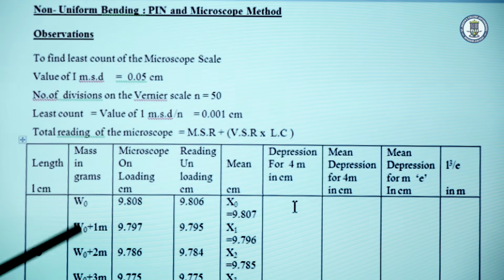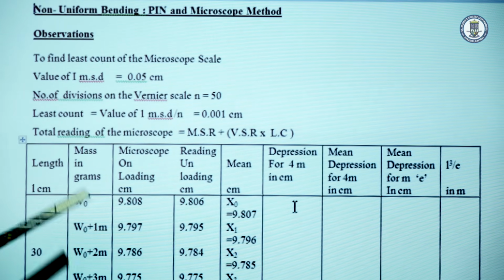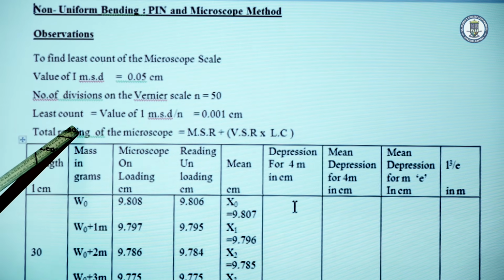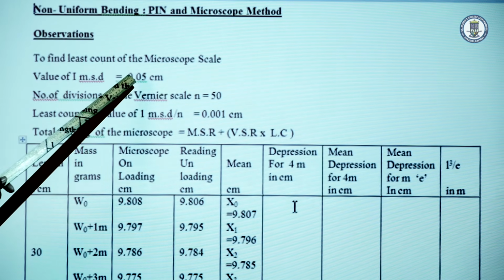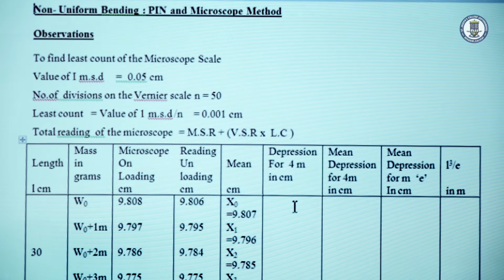Now, coming to a sample set of observations in the non-uniform bending. To find the value of L cube by E, we are using a microscope. Initially, we are finding the least count of the microscope. The value of one main scale division of the given microscope is 0.05 centimeter. That is, if we consider 1 centimeter of the microscope, we can observe 20 divisions. So, 1 by 20, that is the value of one main scale division. So, that is 0.05 for our microscope.